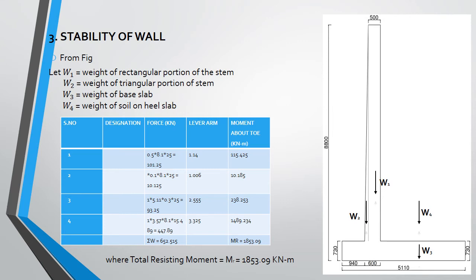Stability of the wall is ensured by the total vertical forces from weights, of which W1 is the weight of the rectangular portion of the stem and W2 is the weight of the triangular portion of the stem. W3 is the weight of the base slab and W4 is the weight of the soil on the heel slab. For which we got the values as follows, and from which the total resisting moment MR is equal to 1853.09 kilonewton meter.